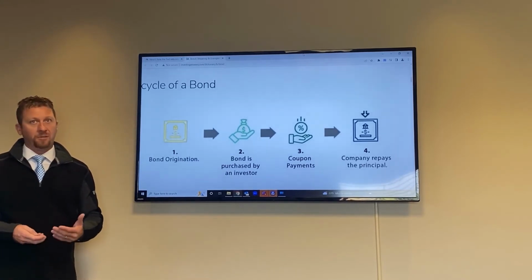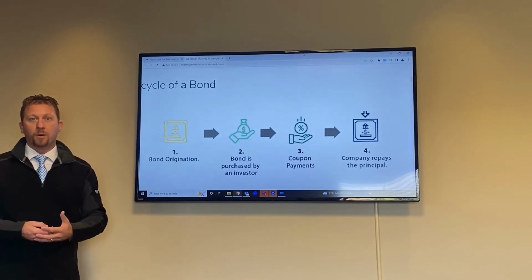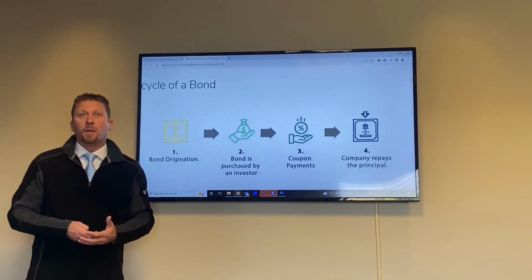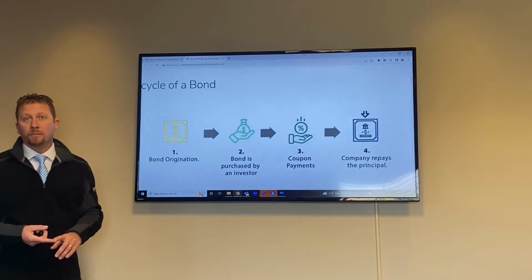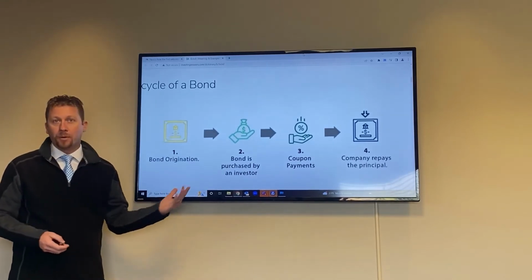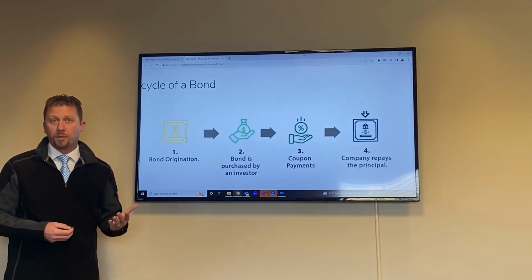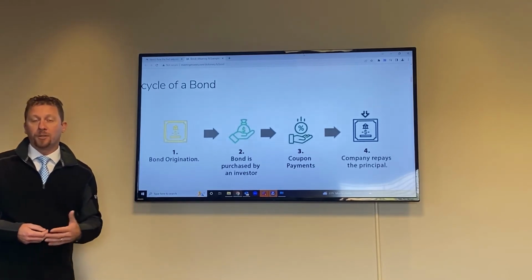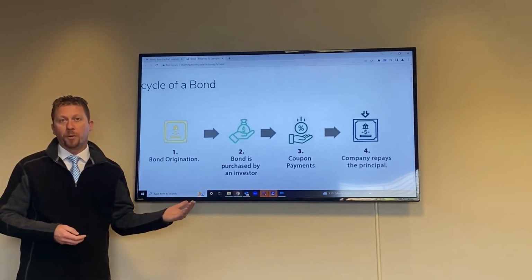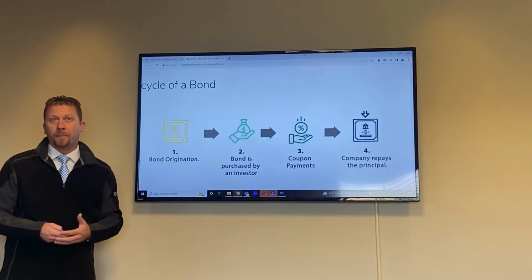A couple things to be cautious of when you are lending money to people. You want to make sure that that corporation, whether it's a government or Apple, is able to make those coupon payments or interest payments. You also want to make sure that they're able to pay you your principal back at the end of the day.